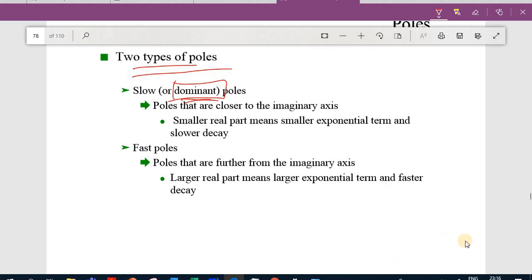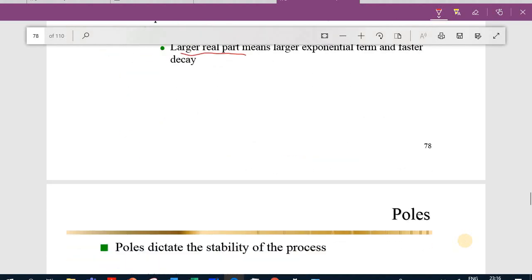And what does that mean? The poles which are far from the imaginary axis will have large real parts and a faster decay. Okay, great.